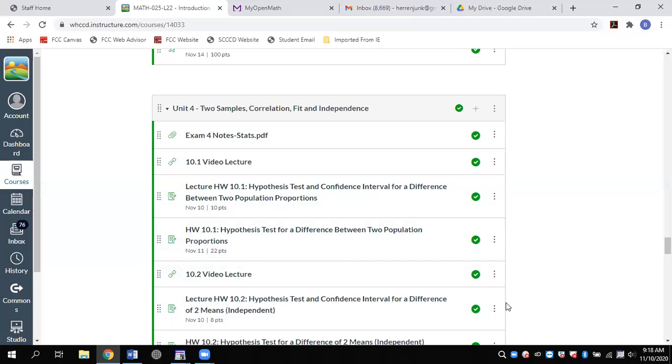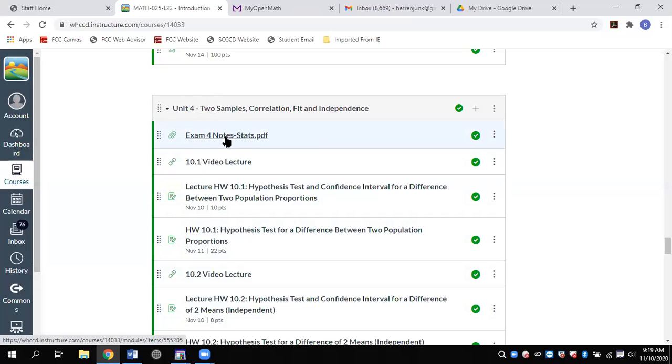Okay, so again, we are working right now in 10.1. Here is the exam 4 notes. This is the top of the Unit 4 module. We're in the last module of the course. We're beginning the end of the course. Unit 4, there's exam 4 notes provided for you right at the top of module 4.